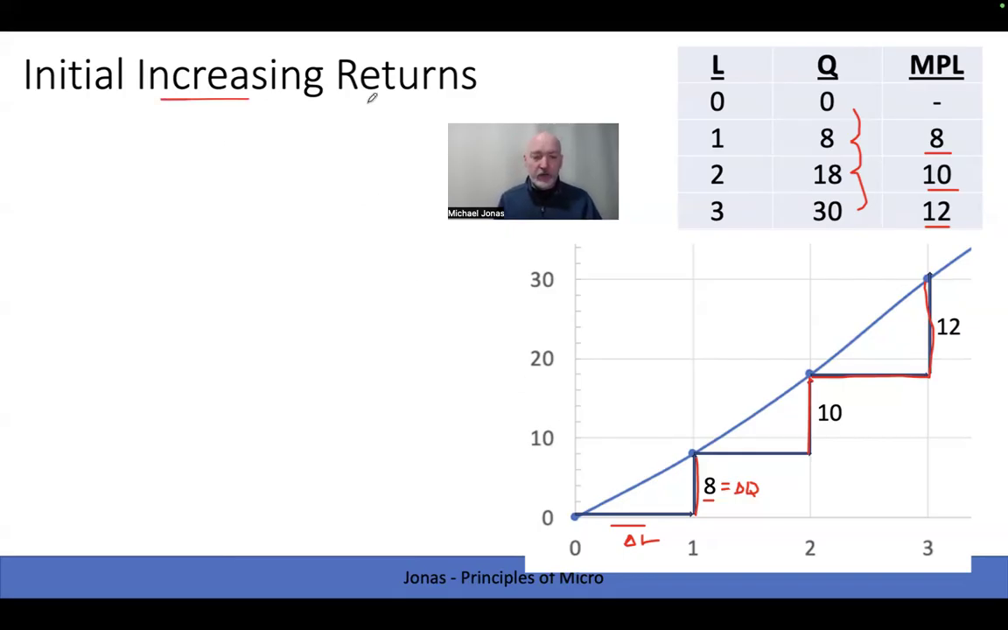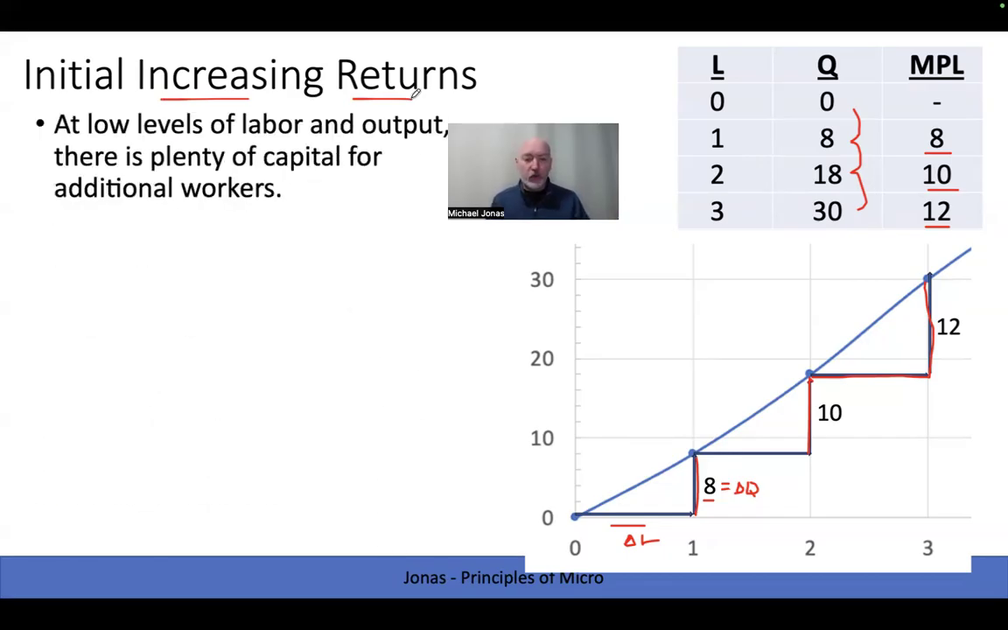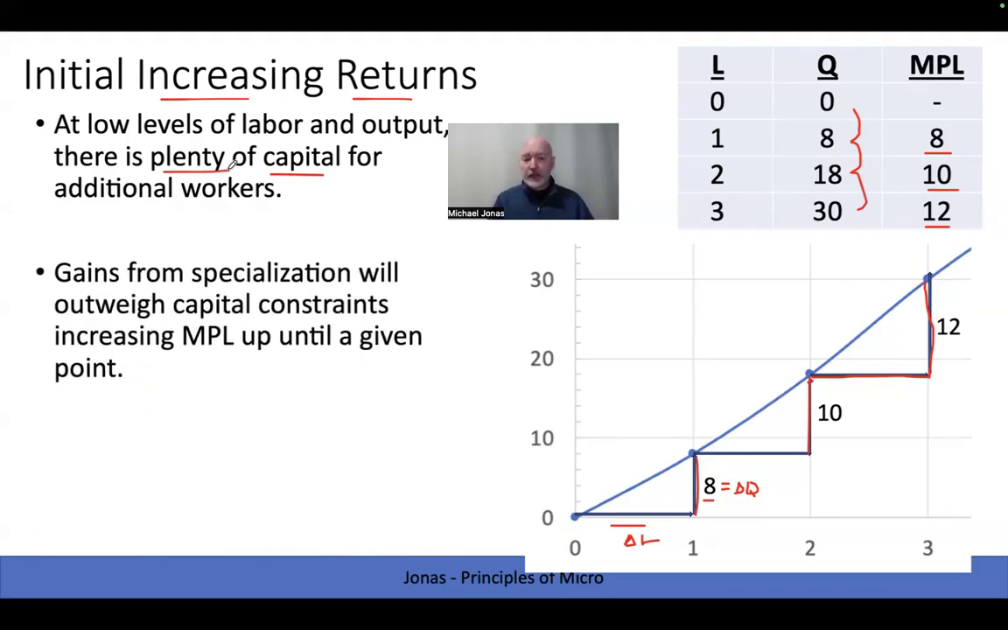So again, what that tells us is that rather than what we might have been expecting right off the bat of diminishing returns, we actually see this period of initial increasing returns. So what's happening here? Again, it's not so much about the quality of the workers. It's that we have plenty of capital to go around. We're going from 0 to 1 to 2 to 3 workers, so they're not running into each other. They all have their own little space. So that capital constraint really isn't binding at this point.